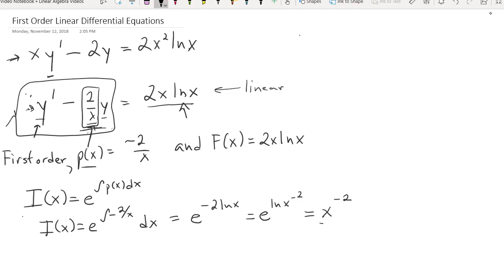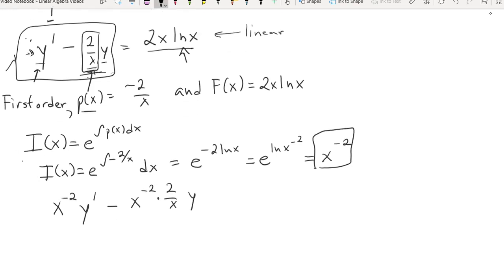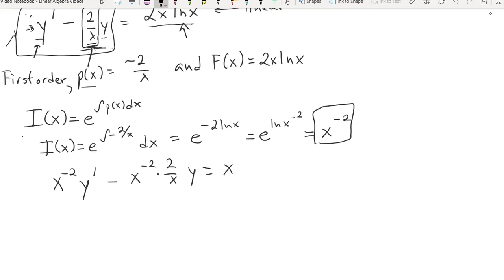Now what I'm going to do is take this function and multiply both sides by it. So I'm going to now have x to the negative 2 y prime minus x to the negative 2 times 2 over x y equals x to the negative 2 times 2x ln of x. Okay, and after some simplification, I end up with x to the negative 2 y prime minus 2 over x cubed y equals 2 over x ln of x.